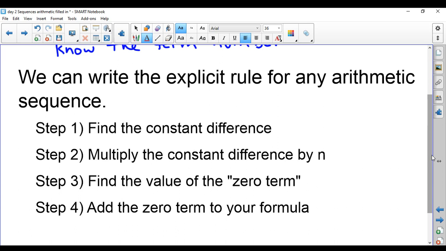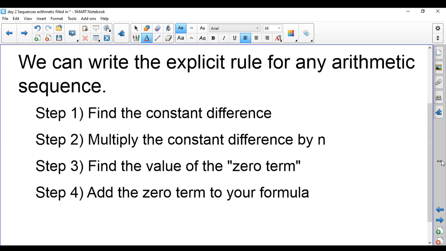Every arithmetic sequence has an explicit rule. These are the steps for finding the explicit rule. First, you find the constant difference. Then we're going to multiply that constant difference by n. The variable n is used in sequences because we only have term 1, term 2, term 3. We don't have any decimals. Then we're going to find the value of the 0 term, which I'll explain on the next page, and we're going to add the 0 term to our formula.